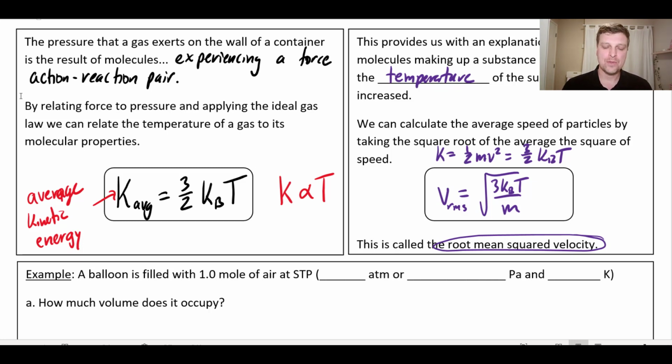And so you can see that the root mean squared, or the average velocity of the particles, is really just going to depend on the temperature and the mass of the particles, which, if you think back to that simulation, the larger particles just moved a little bit slower because they were more massive. Okay, so let's do a few calculations and then we're on our way.